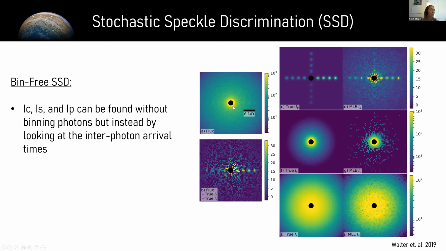Over here are the results of running this Binfree SSD on simulated data. In panel A is the total flux of IP, IC, and IS. Then these are the true components that go into making image A, in panels C, F, and I. And panels D, G, and J are the results of running this SSD code on the panel A flux image. You can clearly see that it picks out the companions quite well. This even does a factor of 2 better than if you performed perfect PSF subtraction, which we can do since this is simulated data, and that is shown here in panel B.